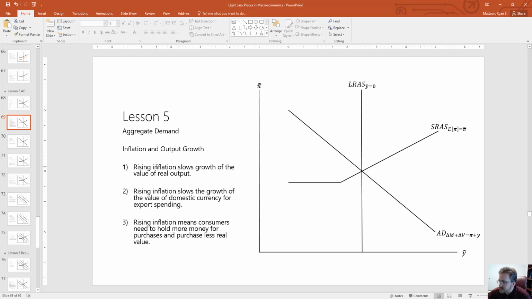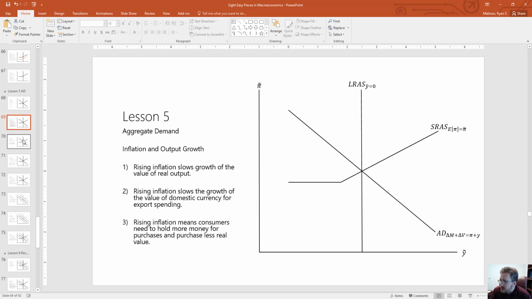And rising inflation means consumers need to hold more money for purchases that contain less real value. So if we get kind of above that expected inflation trend, we end up having to hold on to more money, which could have gone to more groceries, more books, more computers, more songs off of the internet, that kind of thing.